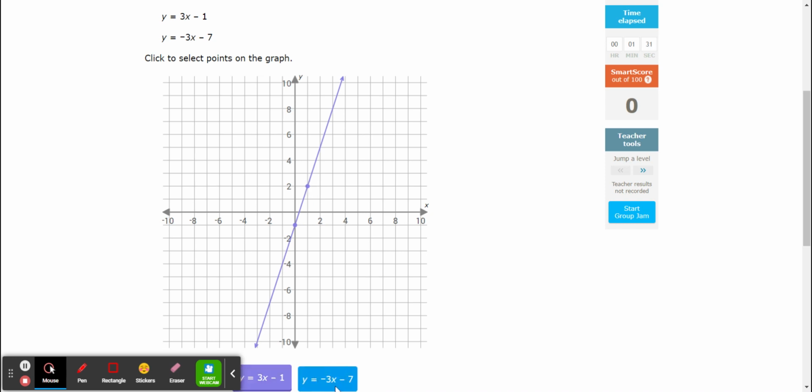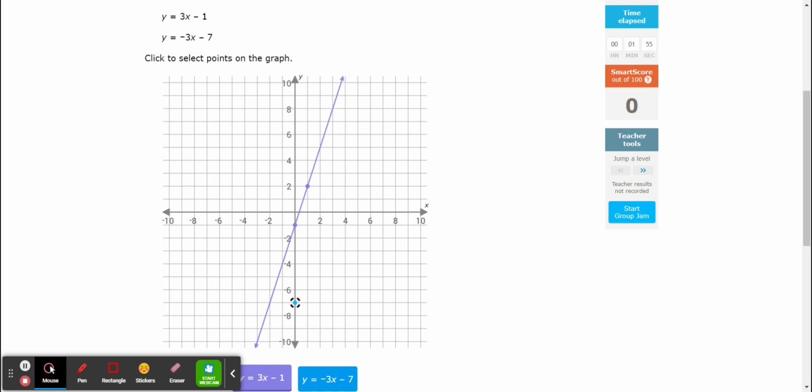Now I need to graph my second line. For my second line, it is y equals -3x minus 7. So again, I start at my y-intercept. My y-intercept is -7. So I go down to -7 and I put my first point. This one, my slope is -3. I can still write that as a fraction by doing -3 over 1.